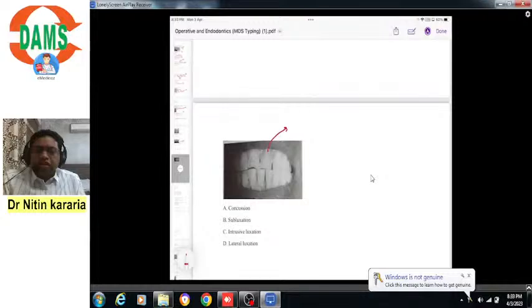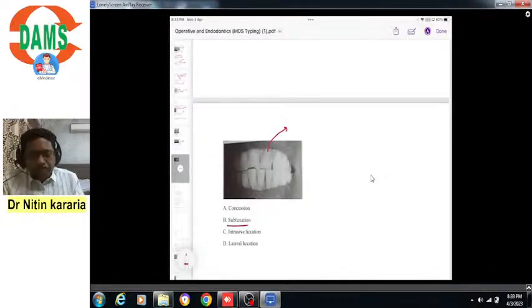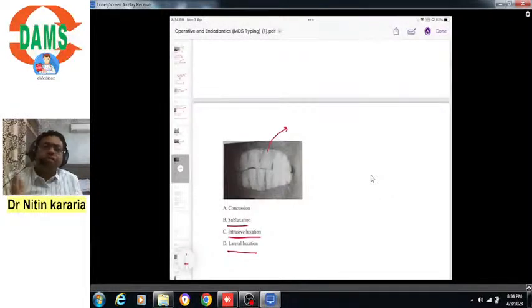Then subluxation, definitely increased mobility of the tooth is there. Intrusive luxation, definitely the tooth would become shorter in length because it is pushed inside the socket. And lateral luxation, it would move laterally. It would become lodged in either of the walls, mesial, distal, buccal, or the lingual wall of the socket.